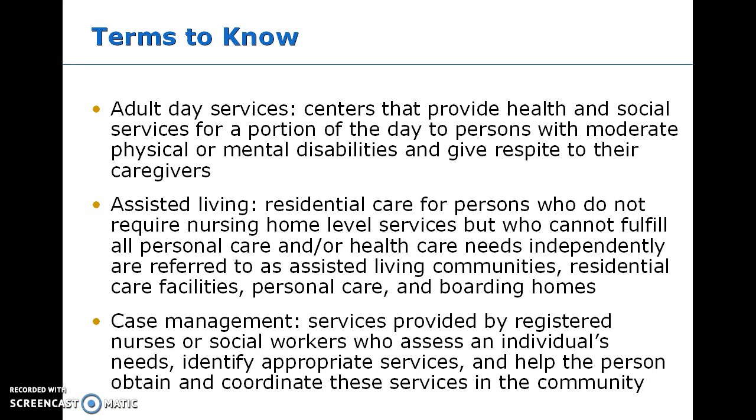Please know these terms. They are very important. Know what adult day services offers and what it is. Also, know what assisted living is. And most importantly, they all are important, but please know what a case manager is. Case management, I'm just going to read that one, but I know that you all can read this. It is services provided by registered nurses or social workers who assess an individual's needs, identify appropriate services, and help the person obtain and coordinate these services in the community.